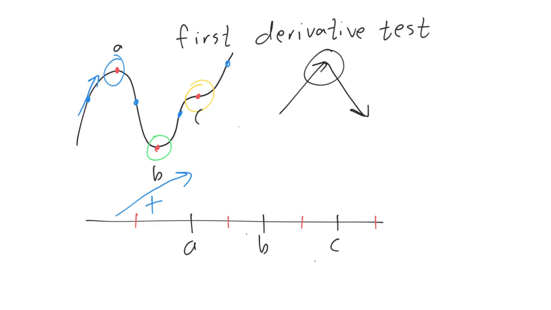Well, if I plug in this point, the derivative is going down. The slope is negative. So I like to put a down arrow here. Some people put a negative. However you do it, it's just fine. Then we'll plug in this point. It's going up. Plug in this point. It's again going up.